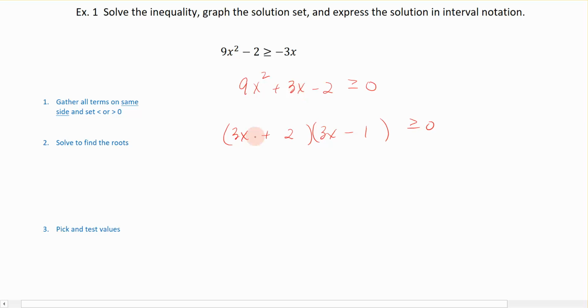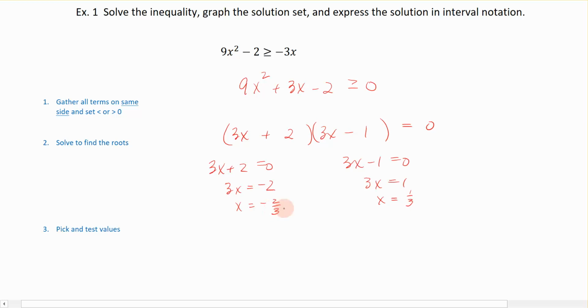So here I have my function factored. I can now set each of the factors equal to 0. So 3x plus 2 equals 0, and 3x minus 1 equals 0. And I'm solving this, so I'm going to take away that inequality symbol and put an equals. So I'm going to subtract 2 from the right-hand side. 3x is negative 2, so x is negative 2/3. And 3x is 1, so x is equal to 1/3.